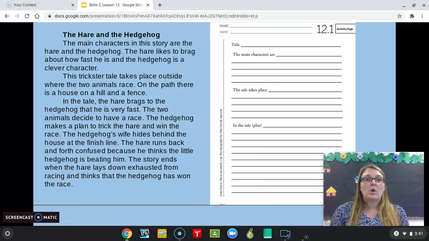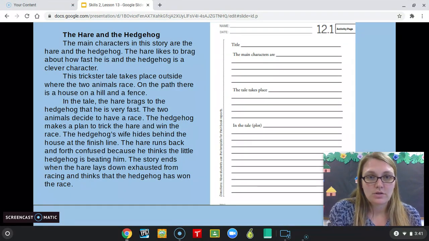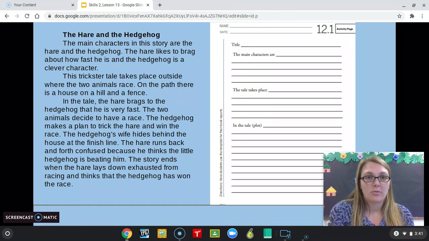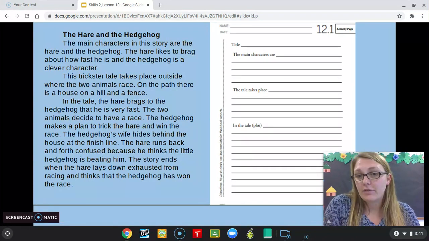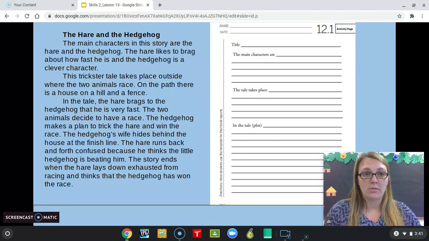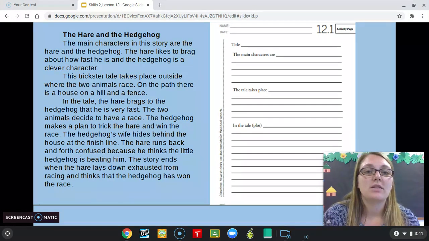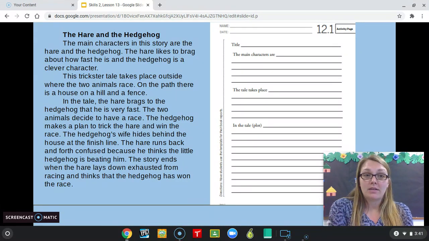Okay, so here is an example. The hare and the hedgehog. The main characters in this story are the hare and the hedgehog. The hare likes to brag about how fast he is, and the hedgehog is a clever character. So, introducing who the two characters were, as well as some information about them. This trickster tale takes place outside where the two animals race. On the path, there is a house on a hill and a fence.